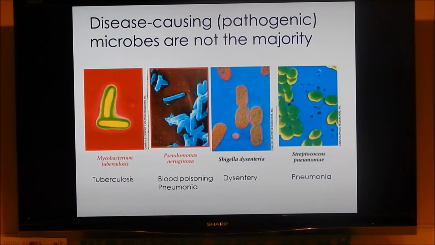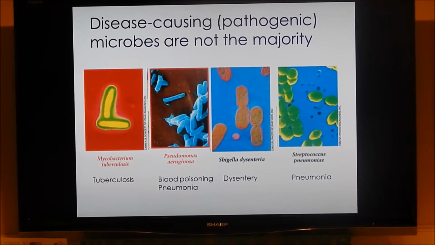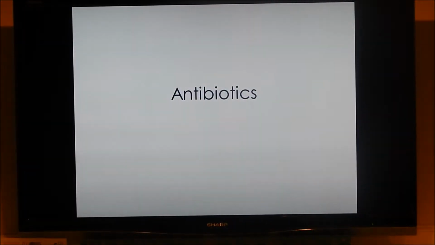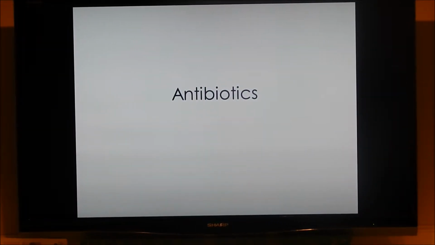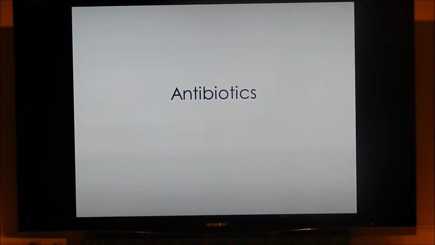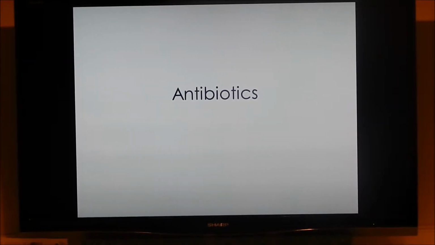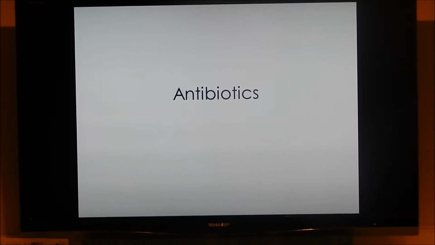Does anyone have any questions on microbes before we talk about antibiotics? What is the difference between the bacteria and the archaea? So they have structural differences as well as genetic differences. And that was discovered, I'd say, about 40 years ago. So that revolutionized the way we thought about things.